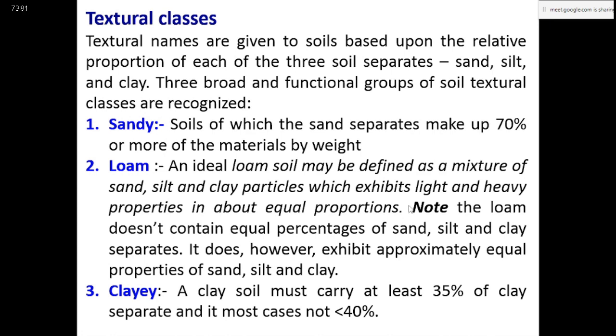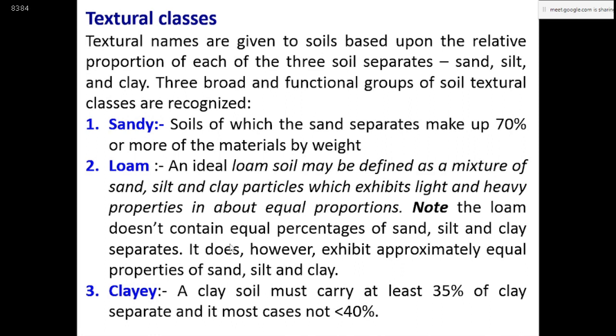In many books the definition is given like this: equal amounts of sand, silt, and clay present in the soil is called loam soil, but it is not like that. Loam doesn't contain equal percentages of the sand, silt, and clay separates. It does, however, exhibit approximately equal properties of sand, silt, and clay. So that is important. What is loam? Loam soil exhibits light and heavy properties in equal proportion.